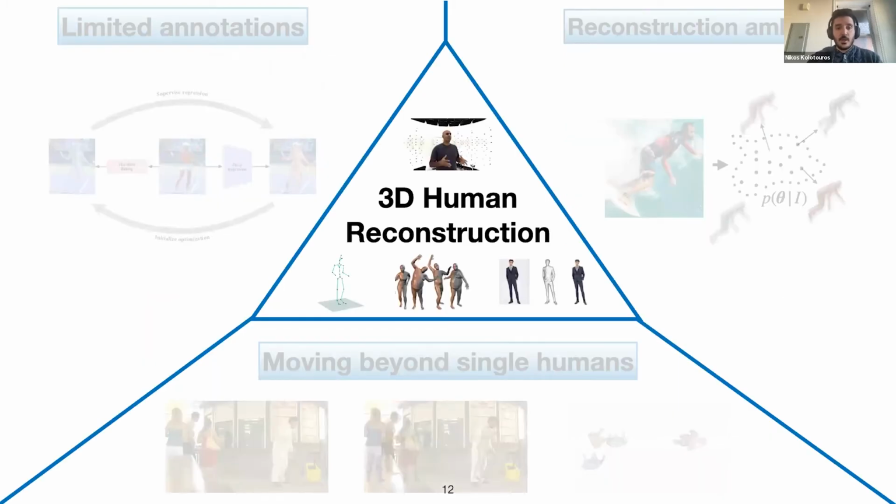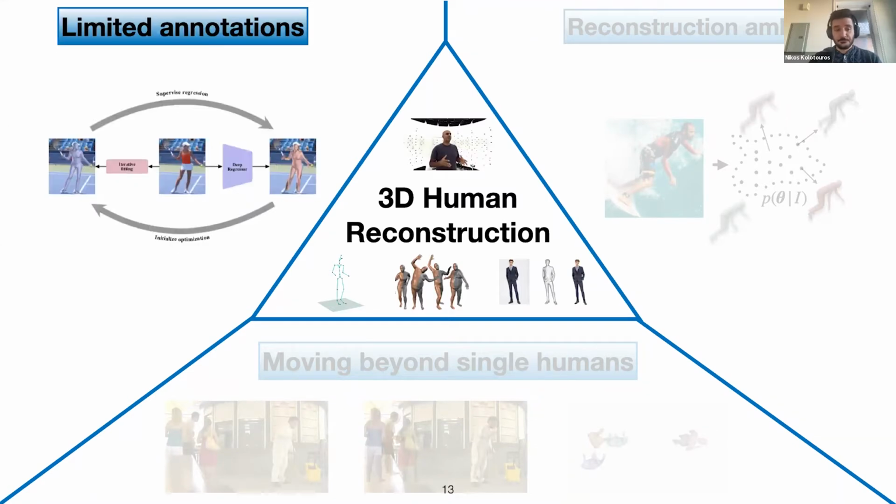To illustrate this, here's an example with two different bodies that explain the image evidence. There are differences both in the body orientation as well as the actual body pose here. So this talk will focus on three important problems in reconstructing 3D bodies from images and how our work attempts to solve them.